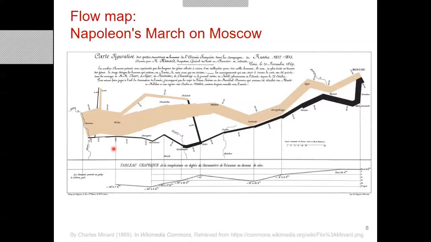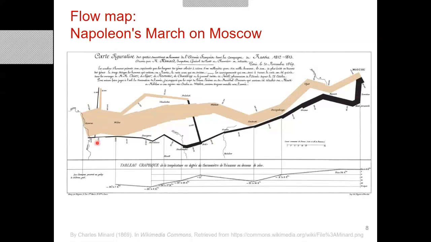The second thing is we have the number of Napoleon's troops. So the band width shows that, and we also have some labels showing that at the beginning he started off with 422,000 people, and just 100,000 reached Moscow, and 10,000 came back.